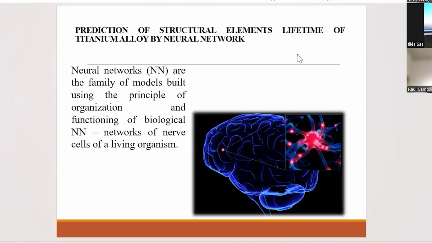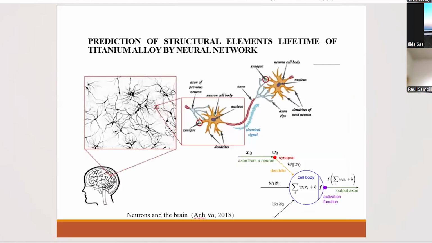So, neural networks are a family of models built using the principle of organization and function of the biological brain, or neural networks of nerve cells of a living organism. Here on this slide, you can see a couple of figures. This is a neural cell, a neuron, and this is the model of the neuron, which was built inspired by the human brain.